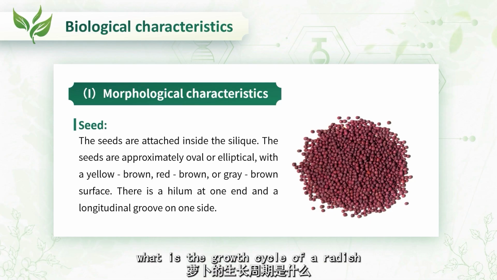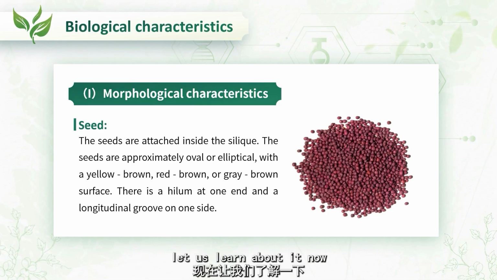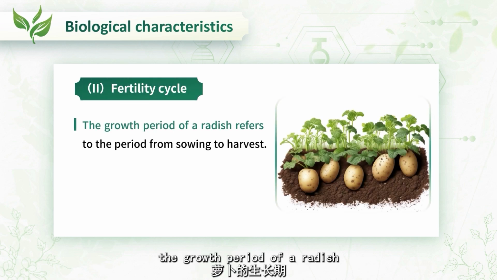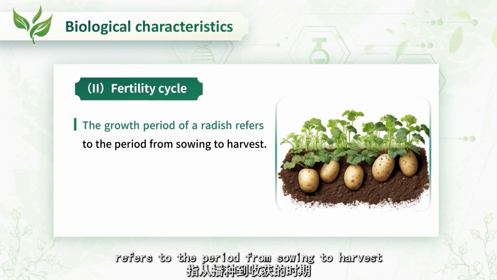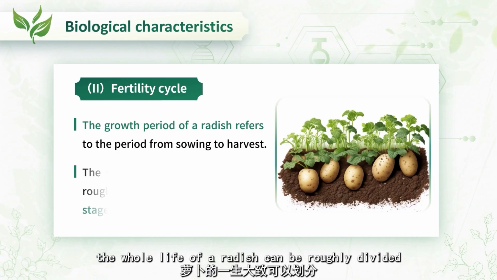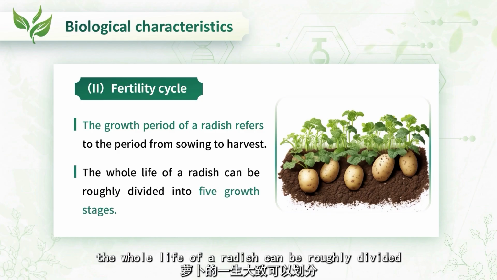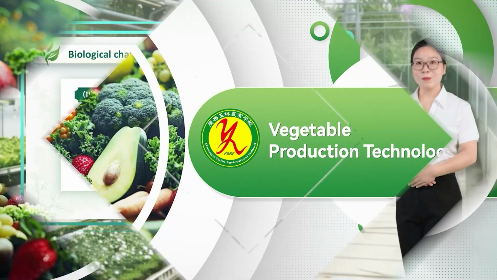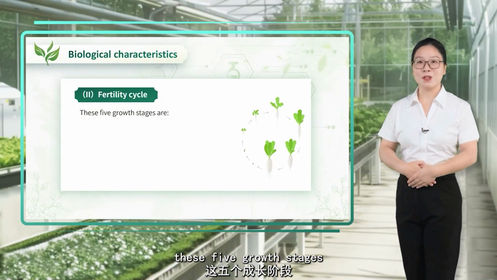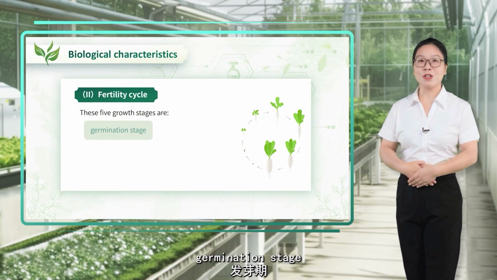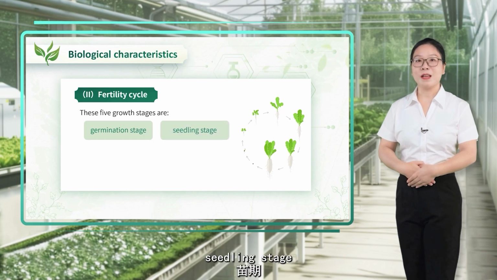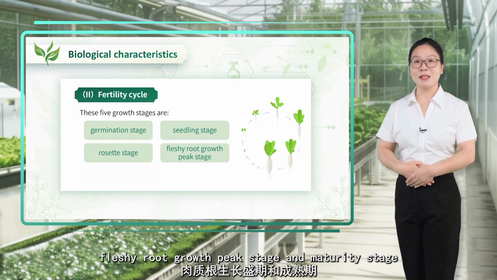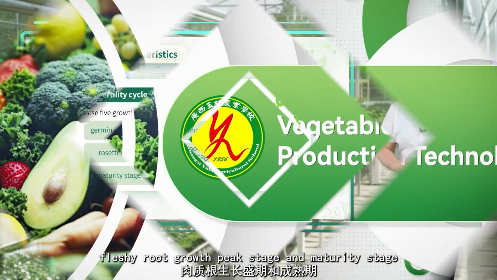What is the growth cycle of a radish? Let us learn about it now. The growth period of a radish refers to the period from sowing to harvest. The whole life of a radish can be roughly divided into 5 growth stages. These 5 growth stages are germination stage, seedling stage, rosette stage, fleshy root growth peak stage, and maturity stage.